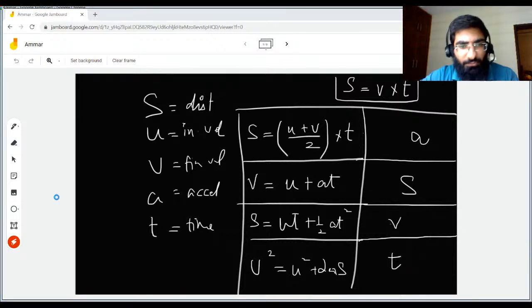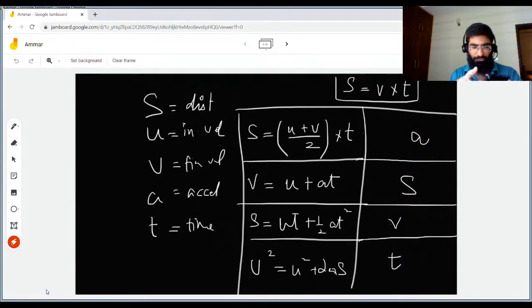Okay, give me a minute. Let me open the book. Edexcel A-level Maths P3. Okay, minimize this as well. This is fine. Okay, Jamboard.